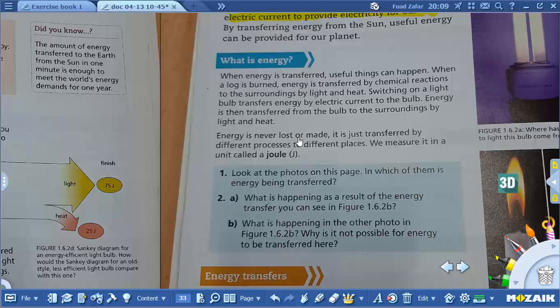Energy is never lost or made. It is just transferred by a different process to a different place. So it cannot be lost. It is only transferred, that means converted from one form to another, by different processes to different places. We measure it in a unit called joules. So the unit of energy is joules.